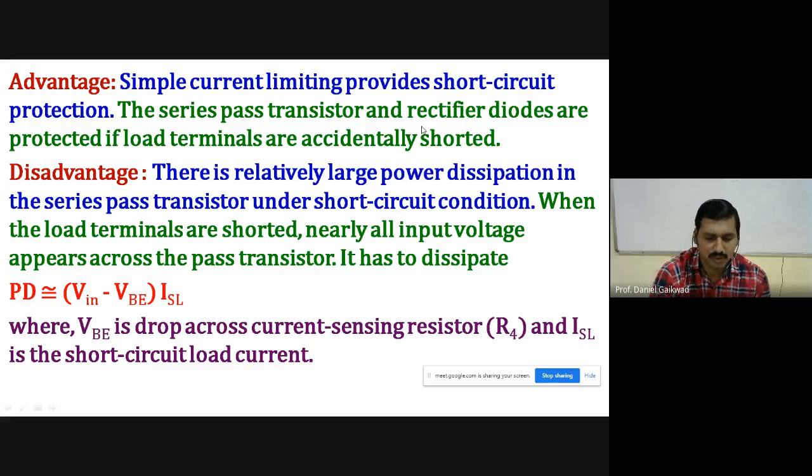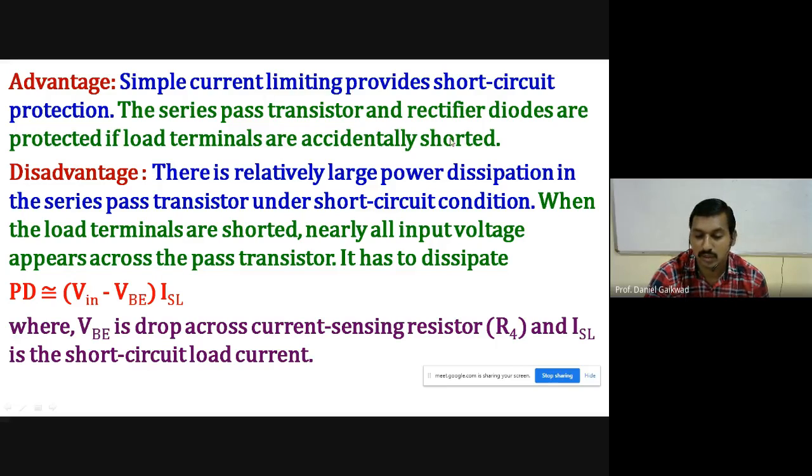Now we have some advantages and disadvantages. Check carefully. Advantage: simple current limiting provides short circuit protection. So we provide the short circuit protection. And second, the series pass transistor and rectifier diodes are protected if load terminals are accidentally shorted. So the two components will be protected: the series pass transistor as well as the rectifier diodes, if the terminals are accidentally shorted here.